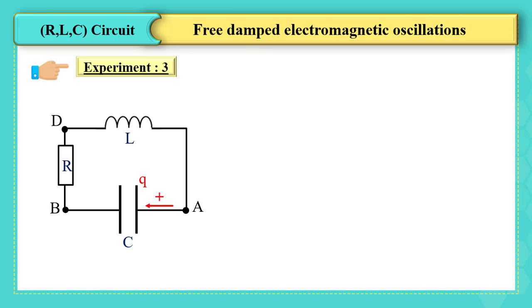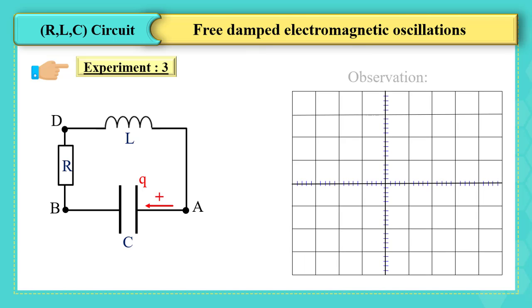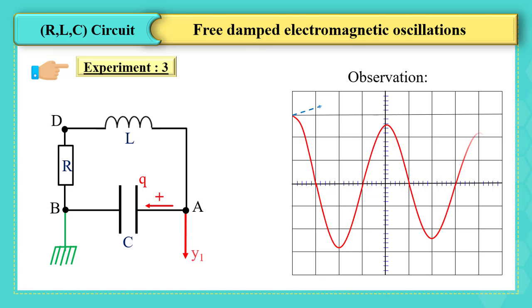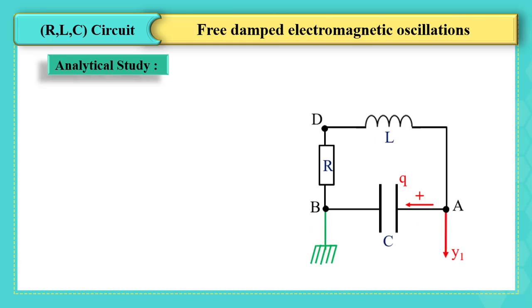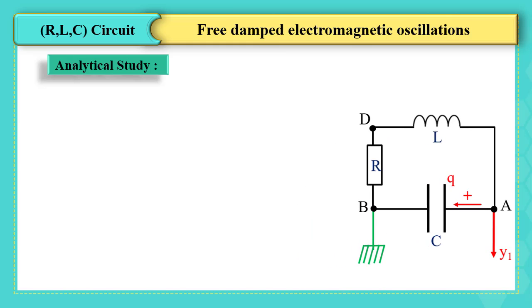An oscilloscope is used to visualize the variation of the voltage across the capacitor U_AB. So the phase is connected to A and the ground to B. The adjacent figure is obtained. What is special about this curve? It starts from maximum voltage, which is expected since it was initially charged, and then the amplitude decreases with time. We intend to make an analytical study that helps us understand this type of oscillations.